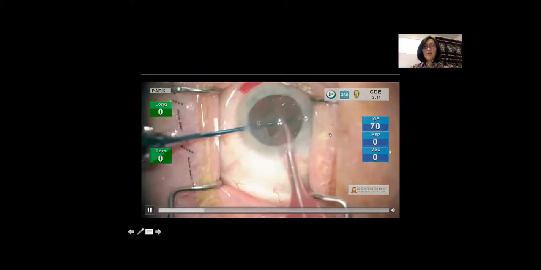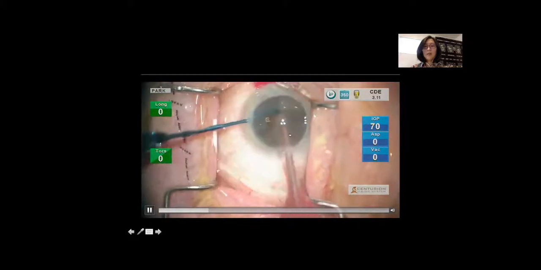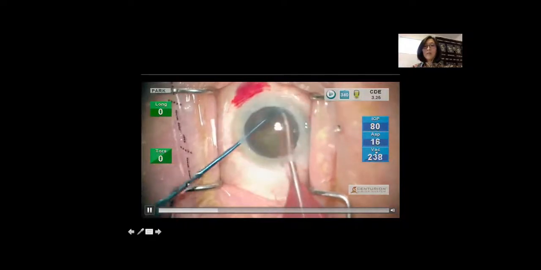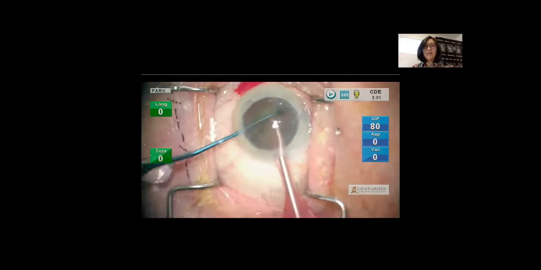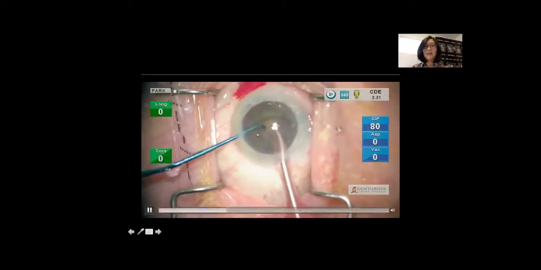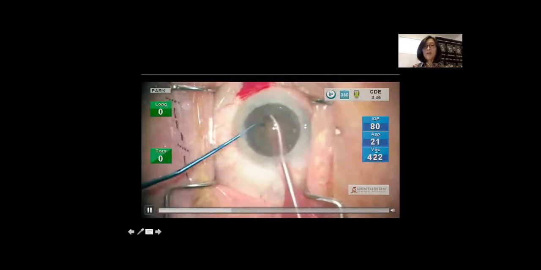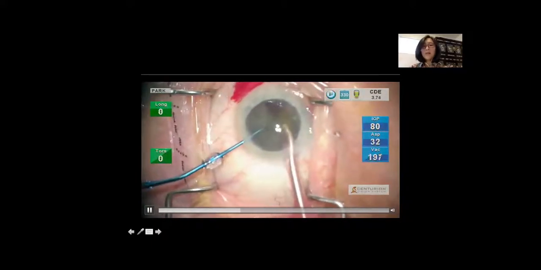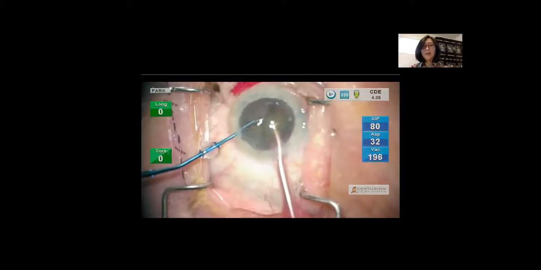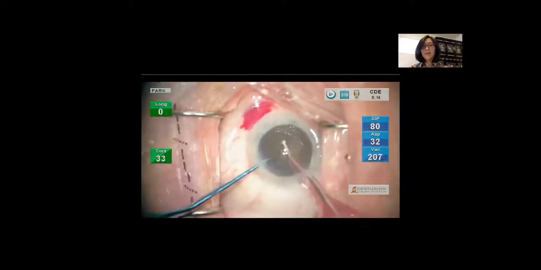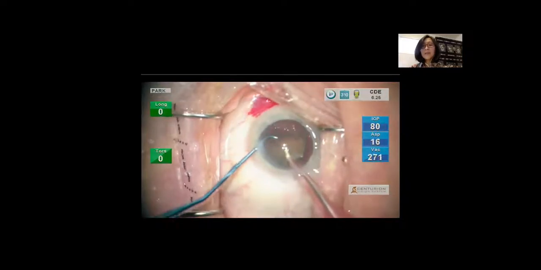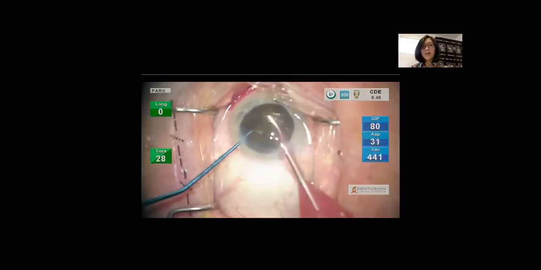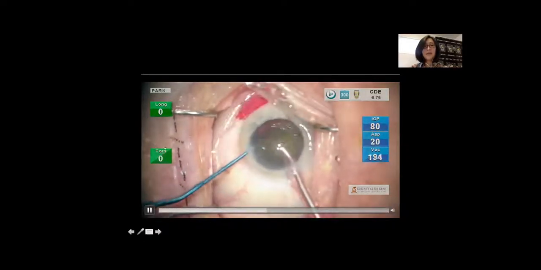This would be a traditional stop and chop. I've grooved, I've cracked, and then I'm going to go ahead and, using higher vacuum, chop this lens. We can see here utilizing this chopper to engage, and the vacuum is approximately 475 at the maximum in order to then bring these pieces up and out of the capsular bag once the nucleus has been disassembled. Now this would be a horizontal chop. I brought the lens up using high vacuum.